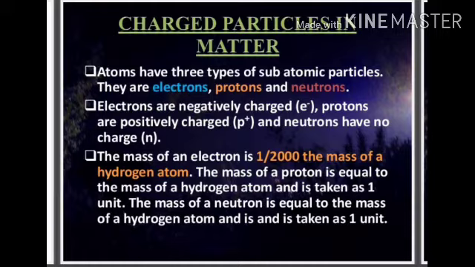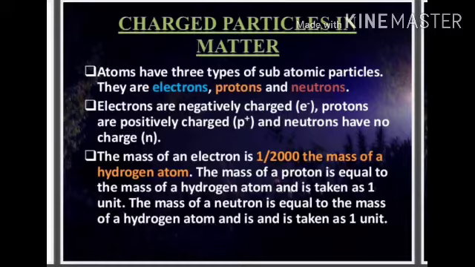When we talk of electrons, these are negatively charged, protons are positively charged, and the neutrons have no charge, or we can say they are neutral. The mass of an electron is very small as compared to the mass of a proton, and protons and neutrons reside inside the nucleus of an atom, while the electrons are distributed in different shells with discrete energy around the nucleus.